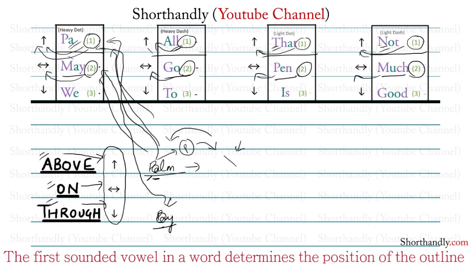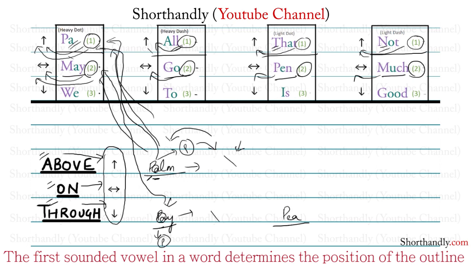And we also have this on the line symbol. So the first outline is our P here, because if you pronounce this word, it goes like "pay". So the first outline is P. So the first outline P will be made on the line like this.